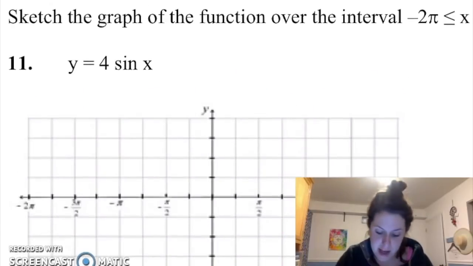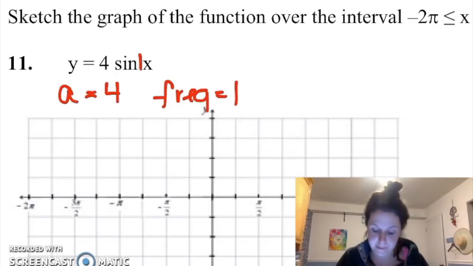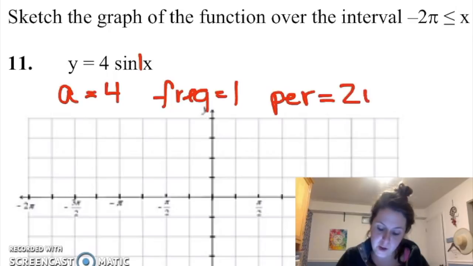So on this, I look at this. Okay, my amplitude is 4. My frequency is 1, because that's 1 sine, or 1x, right? And so the period is 2 pi over 1, or 2 pi. Now the midline is going to be at y equals 0.